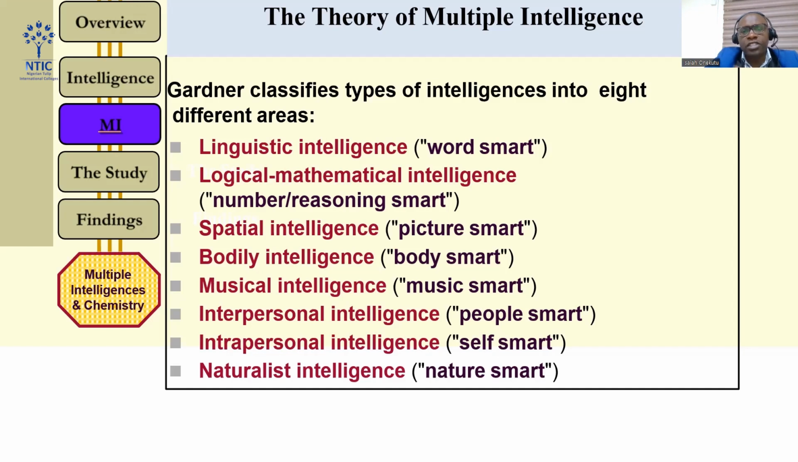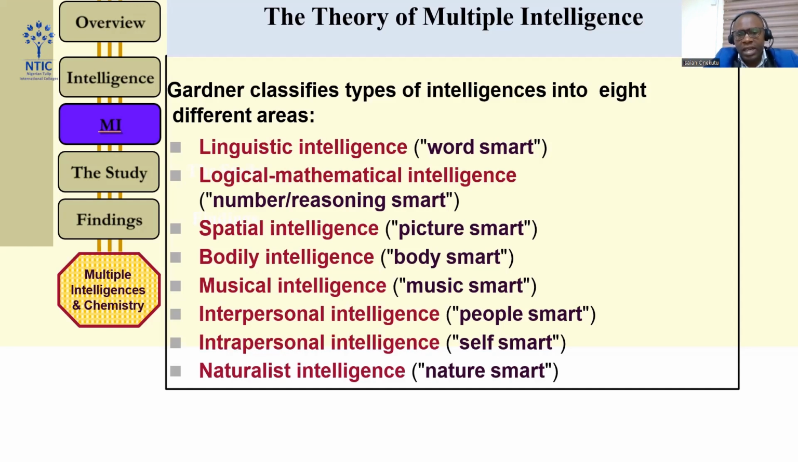Then we have the intrapersonal. These are self-smart students, self-smart learners. They just want to learn on their own. They prefer thinking, and they don't like distraction. They don't like talking too much with others. They can sit and fashion out creative ways of doing things on their own.